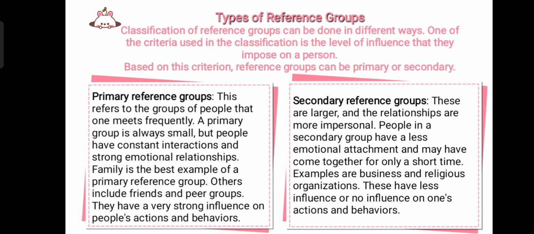What do we mean when we say primary reference groups? So this refers to the groups of people that one meets frequently. A primary group is always small, but people have constant interactions and strong emotional relationships. So family is the best example of a primary reference groups. Others include friends and peer groups. They have a very strong influence on the people's actions and behaviors.